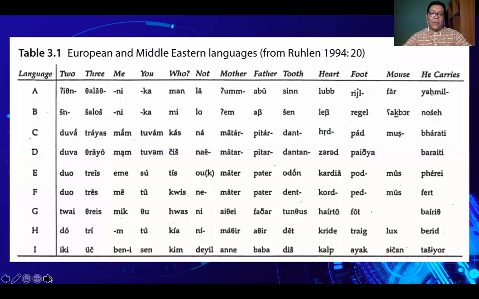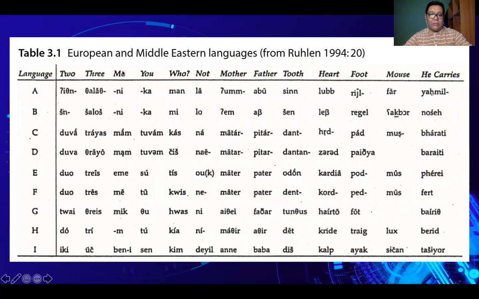So, for example, if you notice here, we have different languages, labeled as language A, B, C, D, and so on and so forth. Now, these are European and Middle Eastern languages taken from Ruhlen in 1994. If you notice here, for example, for the word two, there are many ways of writing or saying the word two. Same goes with number 3.